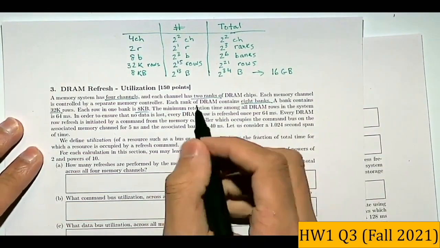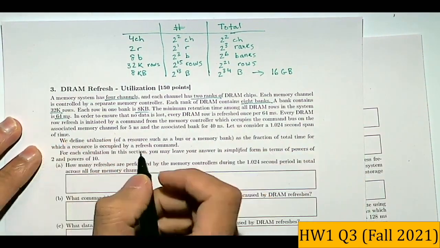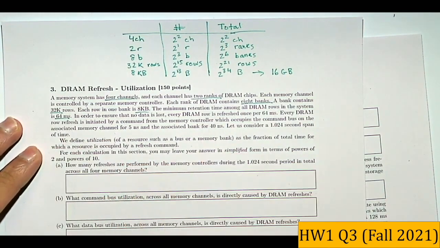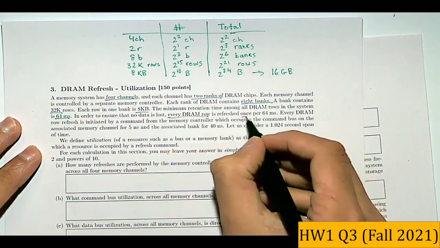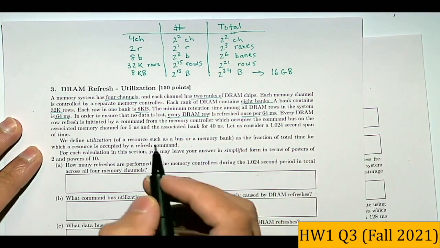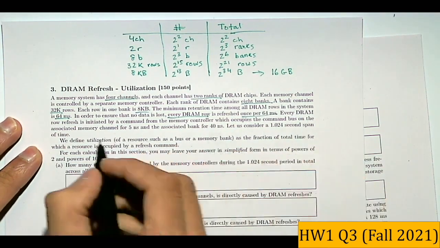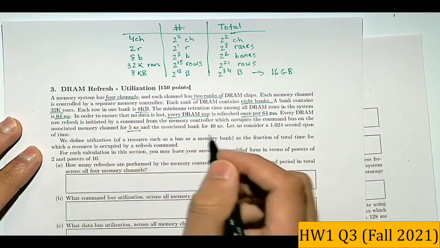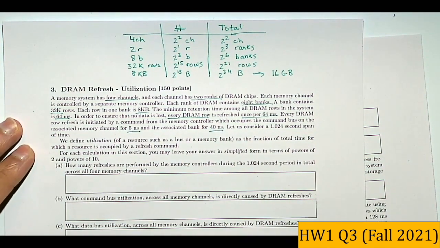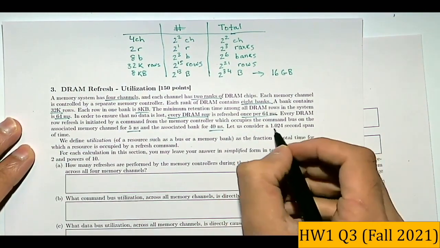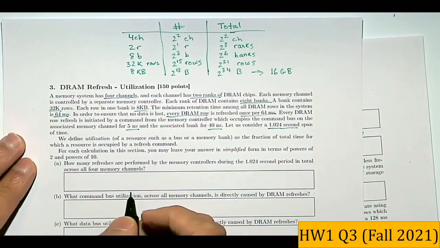Now the question tells us that the minimum retention time among all the rows is 64 milliseconds. To ensure that no data is lost, every row is refreshed once per 64 milliseconds. This is done by initiating a command from the memory controller, which occupies the command bus for 5 nanoseconds and an associated bank for 40 nanoseconds for each refresh operation. We're going to consider a 1.024 second span of time.